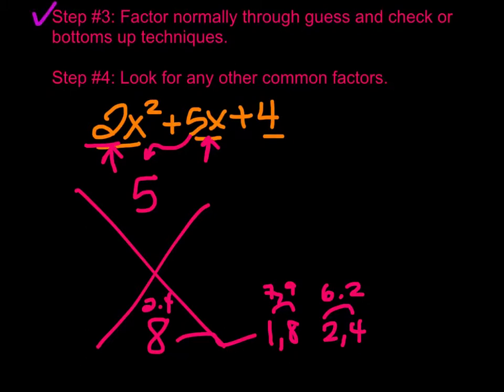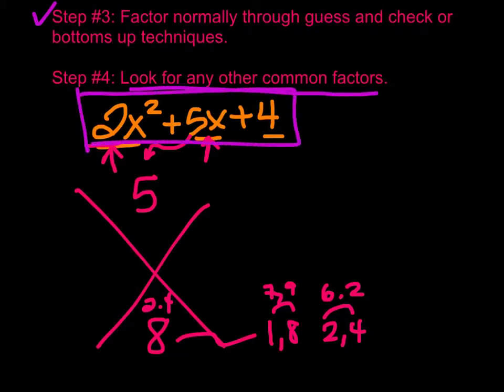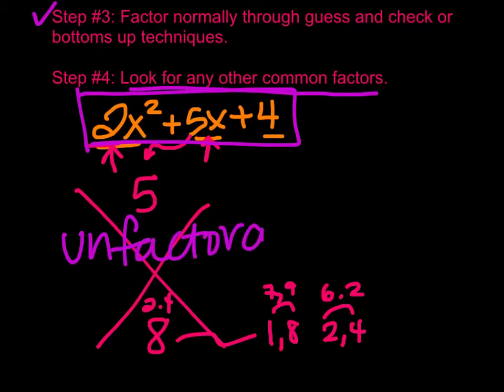So that's taken care of. And we've already done step 1, which is almost the same thing as step 4. So this is final factored form. It is unfactorable. So you can write that down. It is unfactorable. It's taken care of. That's what happens sometimes, and that's okay.